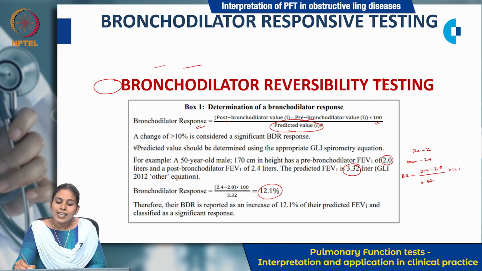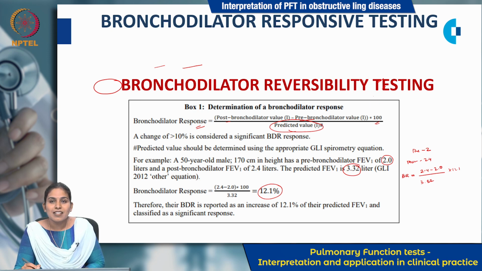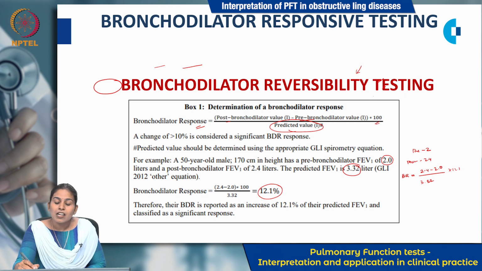So why I have not used this term reversibility testing is that what bronchodilator reversibility means is that after giving bronchodilator, the person's spirometry value should become normal. That is what the reversibility means. But that is not what we are trying to establish now. We are trying to establish whether this person's obstructive condition will respond to the bronchodilator or not. So that is what is meant by bronchodilator responsive testing.